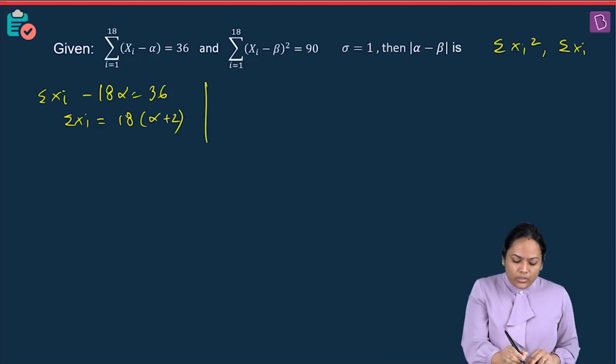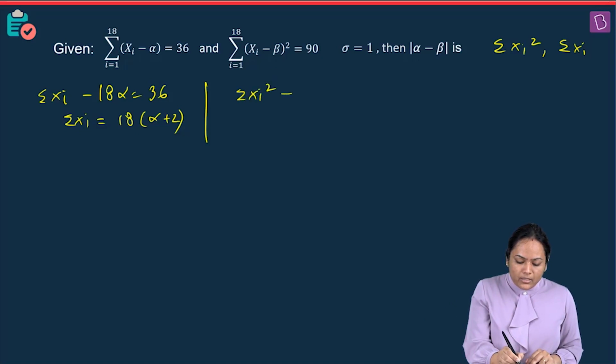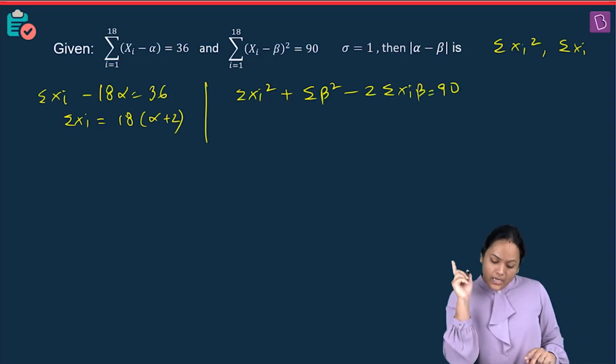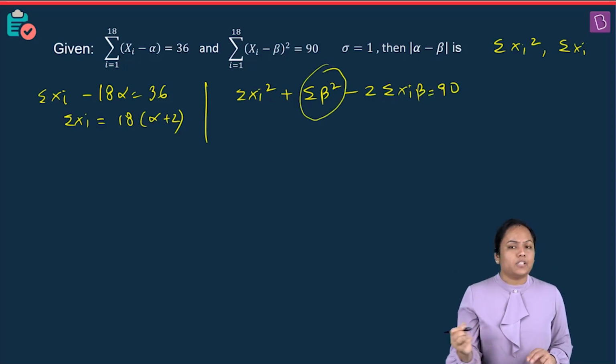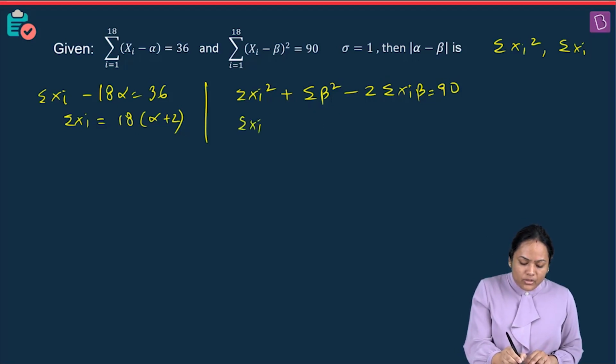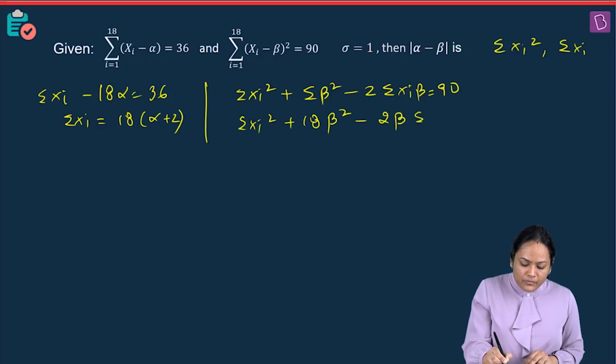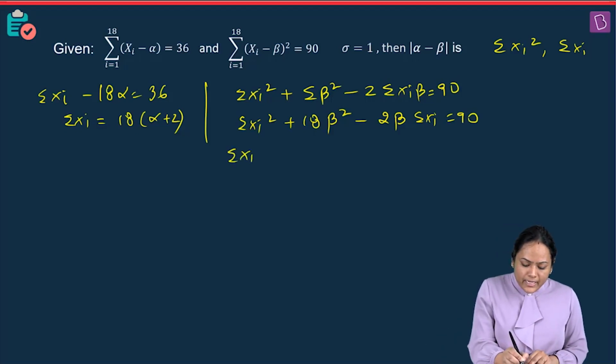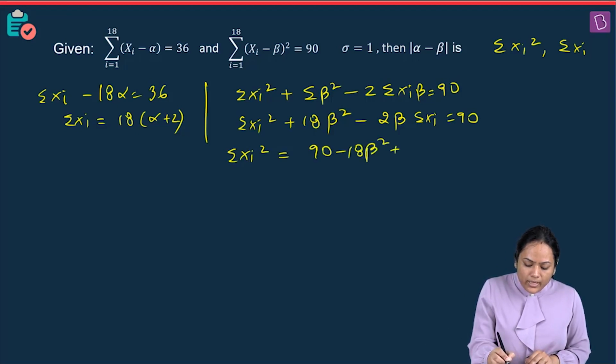Then I have one more relation, summation of (xi minus beta) whole square. So when I expand this out, it's going to become summation of xi square plus summation of beta square minus twice summation of xi beta is equal to 90. Again, summation of beta square is a constant, so if I add 18 times, it's going to give me summation of xi square plus 18 beta square minus 2 beta times summation xi is equal to 90. So from here, I can definitely say that my summation of xi square value will become 90 minus 18 beta square plus 2 beta times summation of xi.